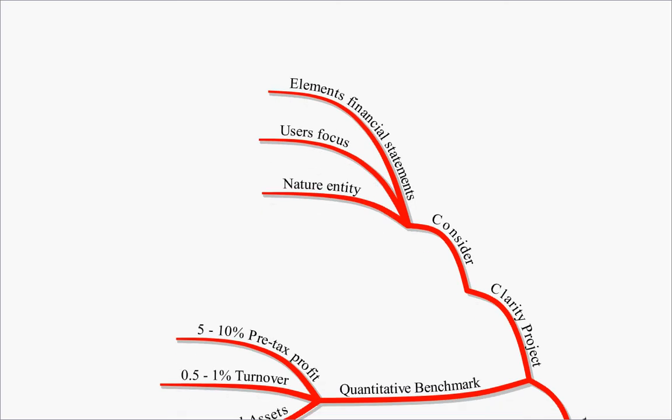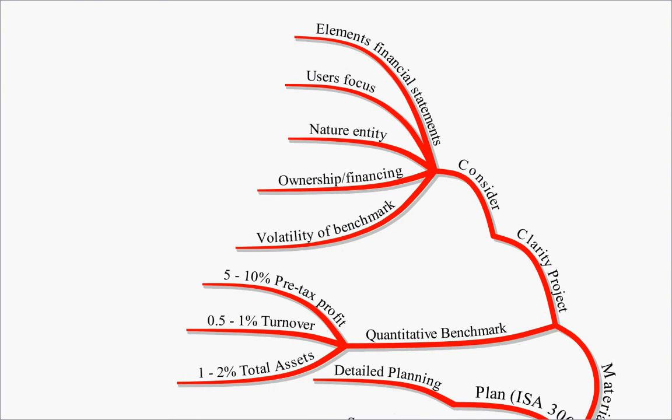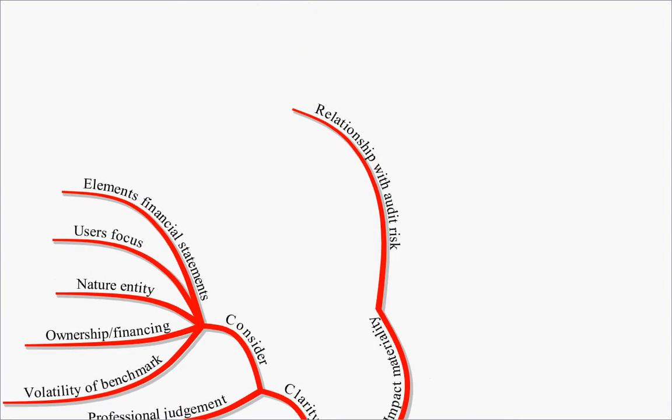Also, you've got to consider the nature of the entity, for example, if it is in financial services or that sort of thing. The ownership and financing of the entity. And also the volatility of the quantitative benchmark that you've chosen. At the end of the day, it's a professional judgment, and materiality will be set not just with the quantitative benchmark, but considering the nature of the balance as well, using these things that we've just outlined. Materiality will also have an impact when it comes to the relationship with audit risk that we looked at in our risk lecture.